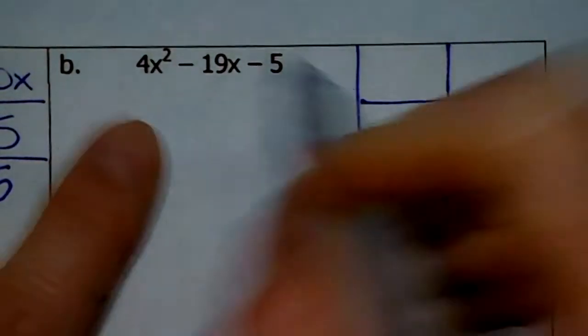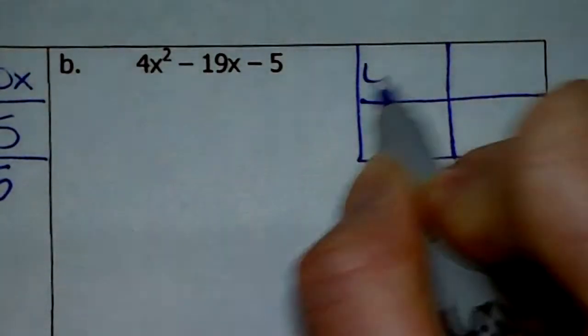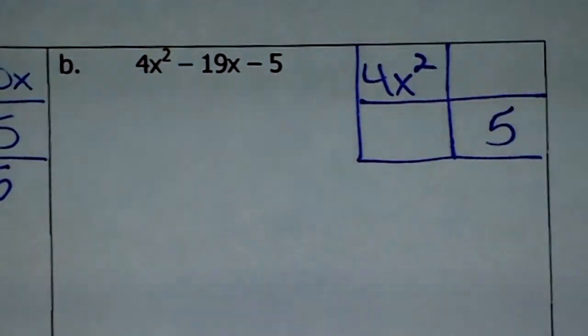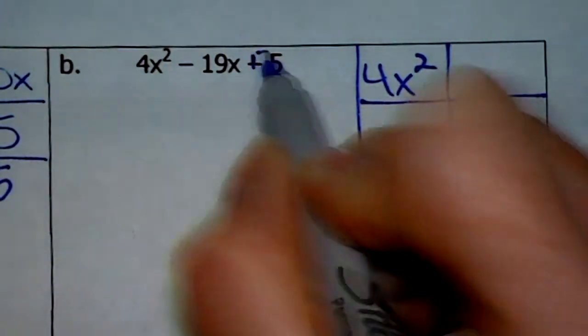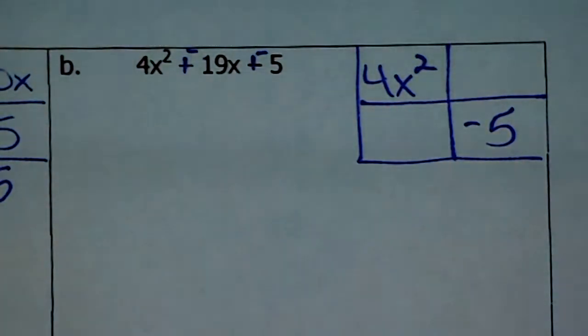Alright. Can I factor out the 4? No. So I'm going to write 4x squared here. If you didn't keep change it, you may have written a 5 there, but that's not allowed. It's really a negative 5. So I'm going to keep change just to remind you of that. Okay. First and last term's all set.